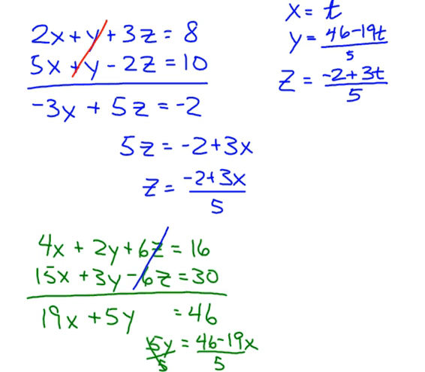Now, does it matter which variable got t? It doesn't. I could have had y equal to t, I could have had z equal to t, but then my other equations would change, and I would write all my equations in terms of whichever variable was set to t. Good luck on your homework problems like this.